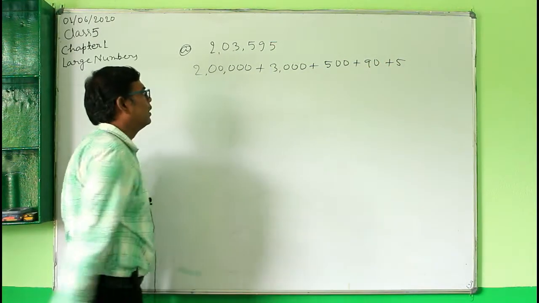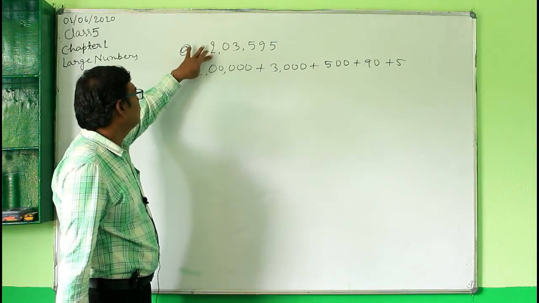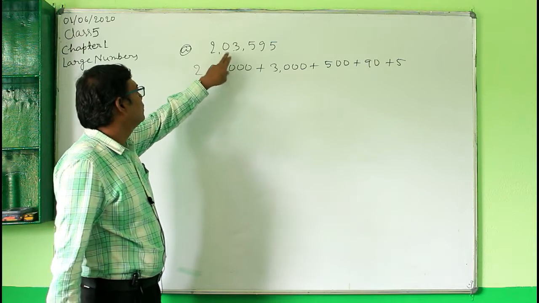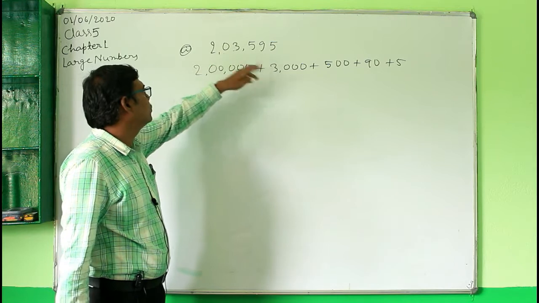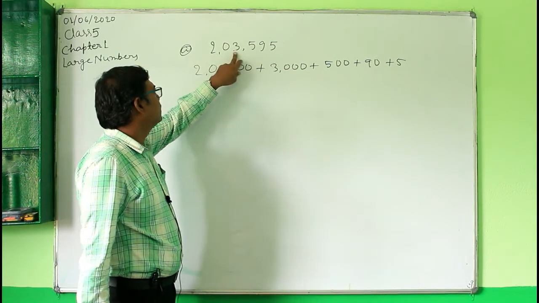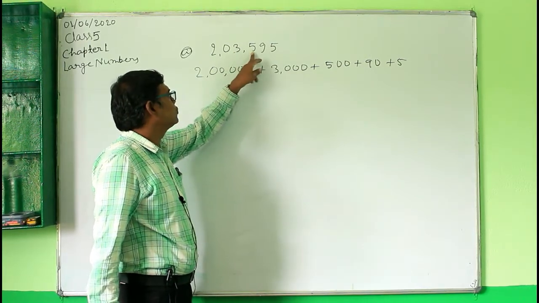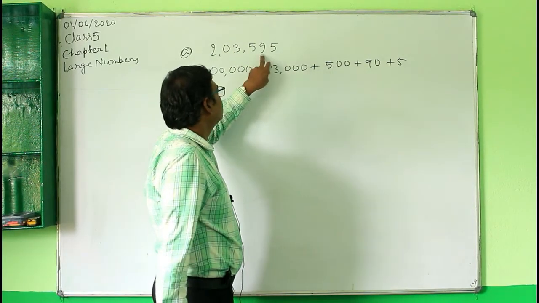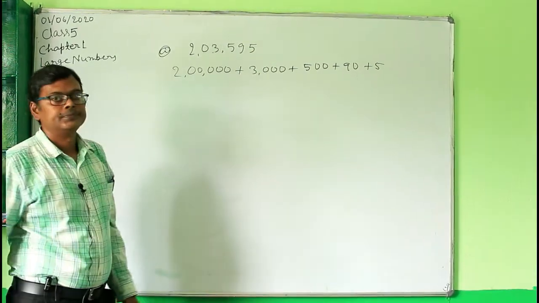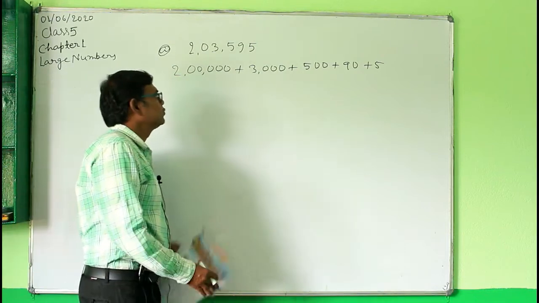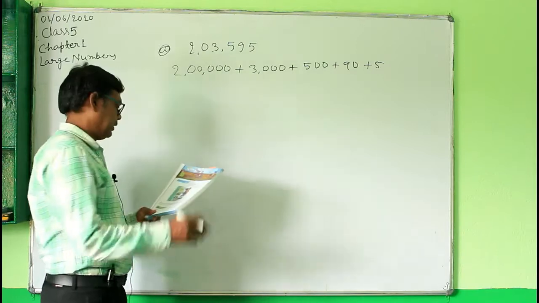Okay, so this is the expanded form, and you can understand here: this is at the lakhs place, that is 2 lakh, and this is the 10,000 place, but it is 0 here, so we will not write it. And this is at the thousands place, so it will be 3,000. This is at the hundreds place, so it will be 500. This is at the tens place, so it will be 90. And this is at the ones place, so it will be 5. So this is the answer of the first question A.